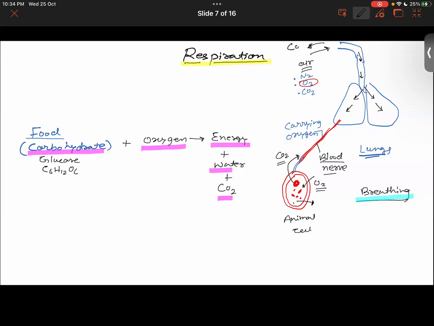Carbon dioxide is at least in the air, right? So respiration is nothing but the process of breakdown of food in the presence of oxygen in the human body or in any other animals, or basically in organisms. Is it clear?